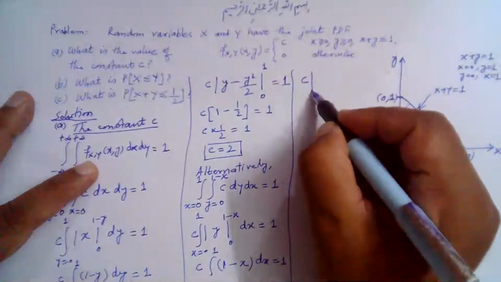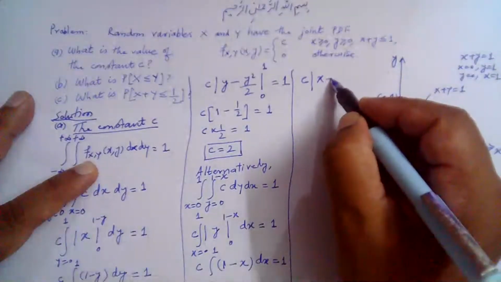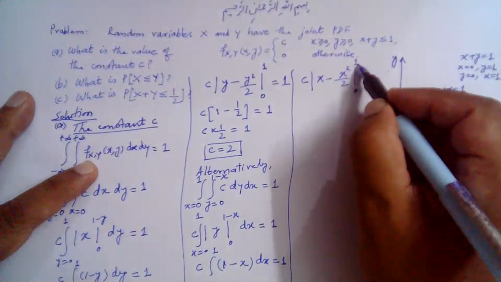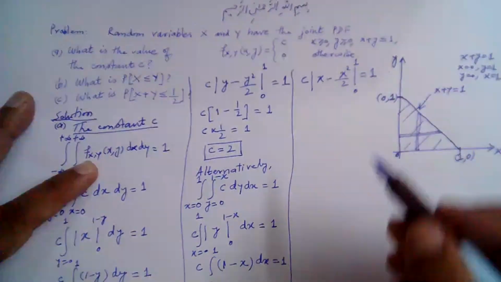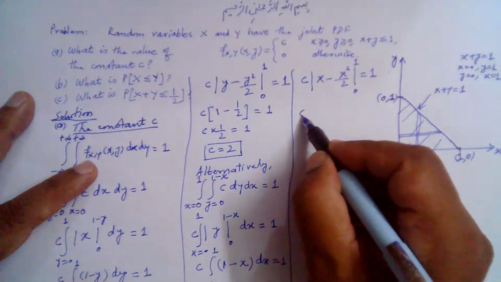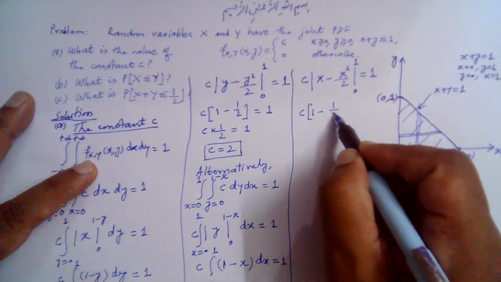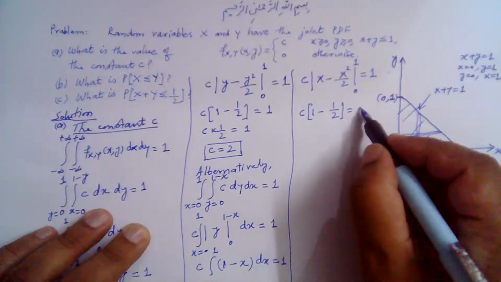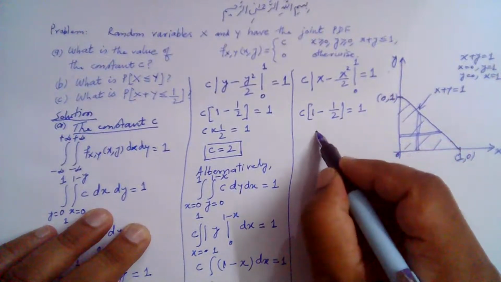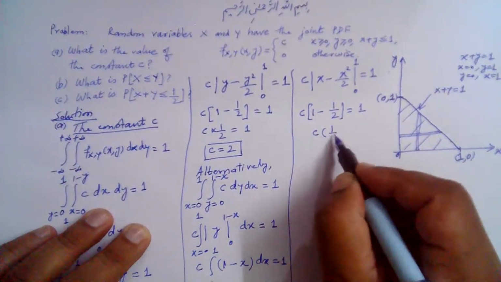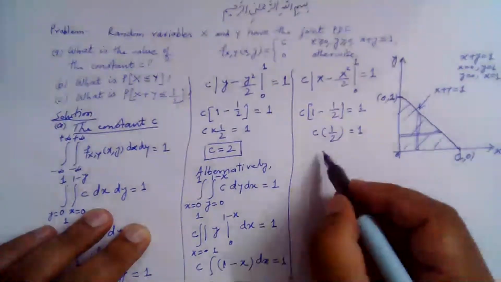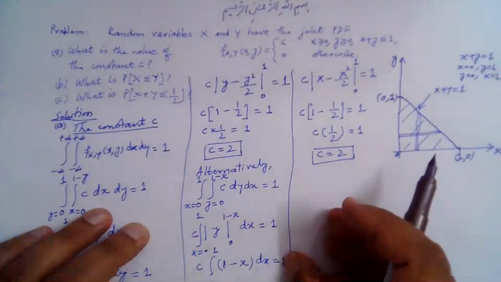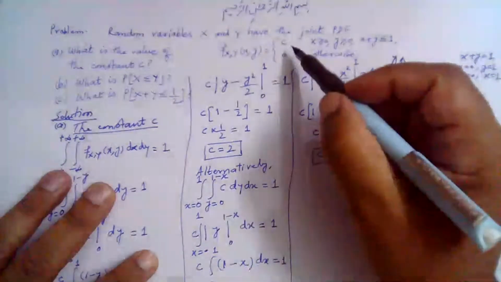Now c, and when we integrate, we get an x here minus x square over 2, and the limits are from 0 to 1, and this is equal to 1. And then we have c, 1 minus 1 over 2, and minus 0 that we leave out is equal to 1. So again, c multiplied by 1 over 2 is equal to 1. So that is c is equal to 2 again. The same answer that we obtained earlier, but with a different order of integration. So the value of c is 2 here.